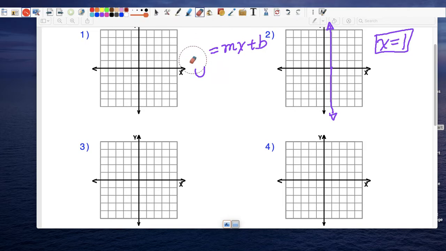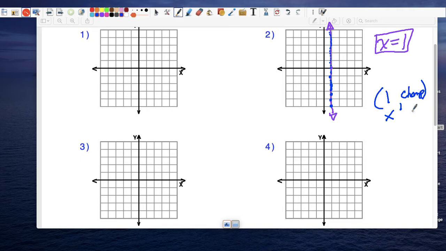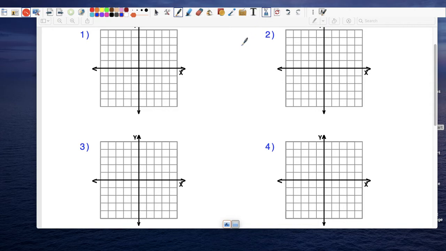You agree? Erase that. Every single point, any point you choose on this line. Let me change colors here. Any point you'd pick on this line. The first number, the x coordinate, is going to be x. The y coordinate is going to change, right? Because it goes up and down. The y coordinate is going to change depending on where you put your dot. But the x coordinate for any point on this line is 1. So that's why this is x equals 1.